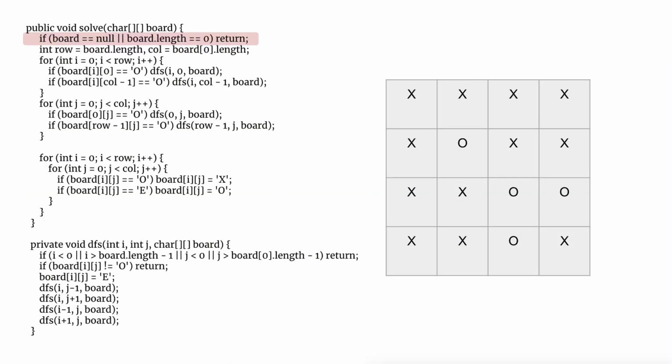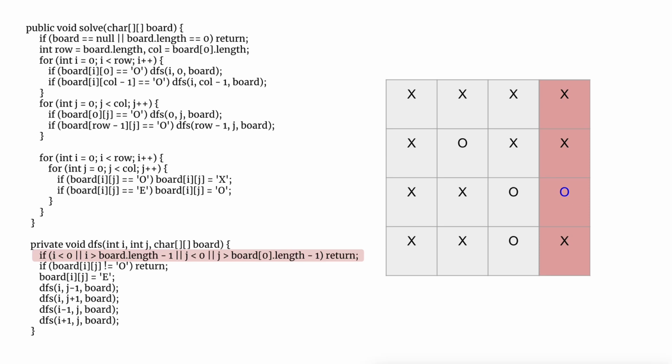Alright, let's dive into the code. We first check the corner case. We check each side of matrix boundary for Army O soldiers, beginning with the leftmost column, and then rightmost column. We found an O, so we dive into DFS.